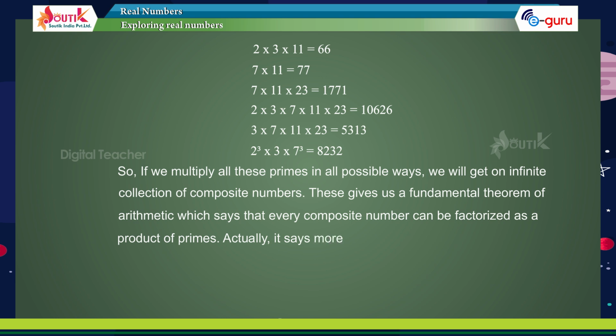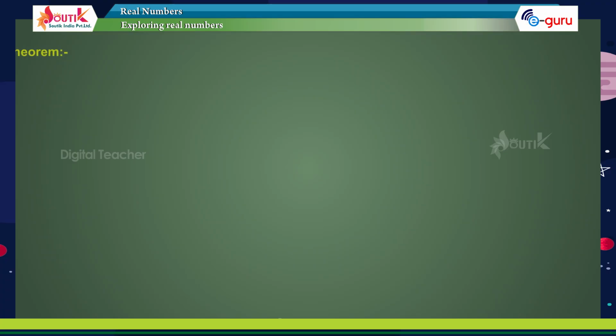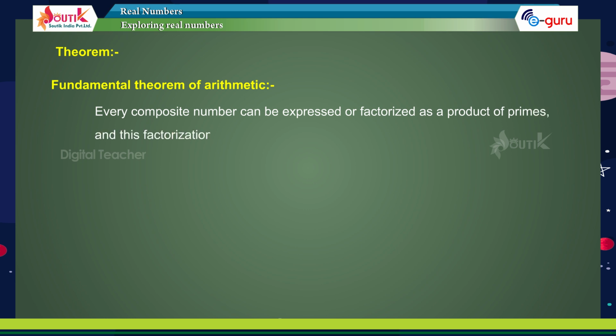Actually, it says more that given any composite number, it can be factorized as a product of prime numbers in a unique way, except for the order in which the prime numbers occur. Theorem. Fundamental theorem of arithmetic. Every composite number can be expressed or factorized as a product of primes. And this factorization is unique apart from the order in which the prime factors occur.